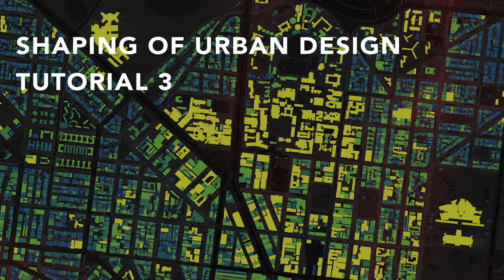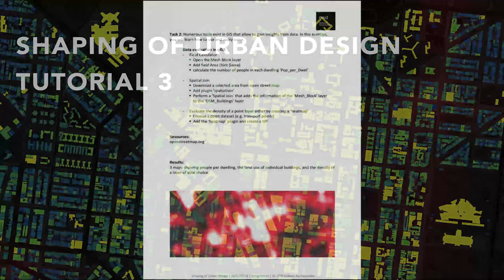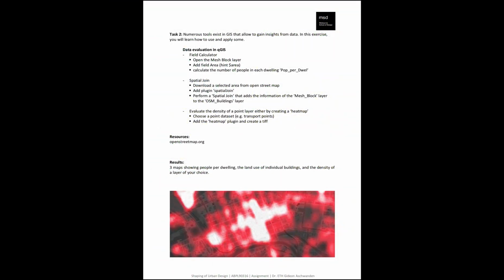To the second part of our QGIS intro, where you learn how to make a heat map and use spatial join to combine multiple data sets based on their location. What you have here is task number 2, where you're asked to evaluate a data set in QGIS, do a spatial join, and evaluate the density of a point layer by creating a heat map. Let's dive straight in, and we're going to do that in reverse order.